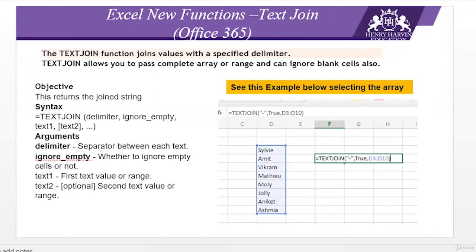TEXTJOIN, guys. TEXTJOIN is the function, with a specified delimiter. TEXTJOIN is actually a self-explanatory function where it joins the strings with the delimiter given in that formula. So this function allows you to pass a complete array, ignoring blank cells. Let me jump to the exercise for you guys.